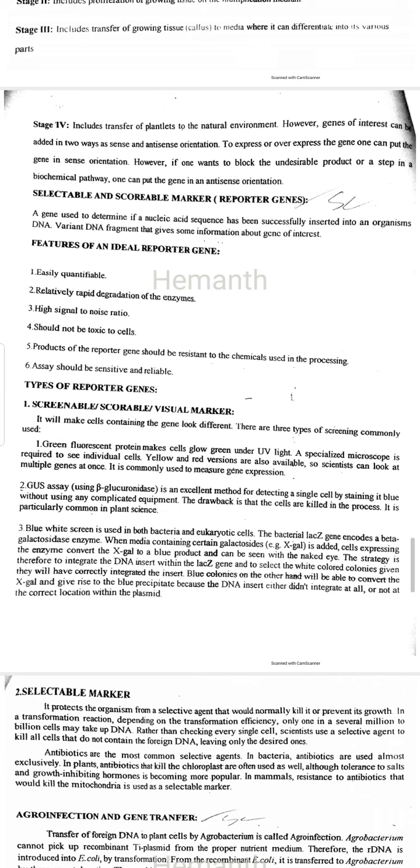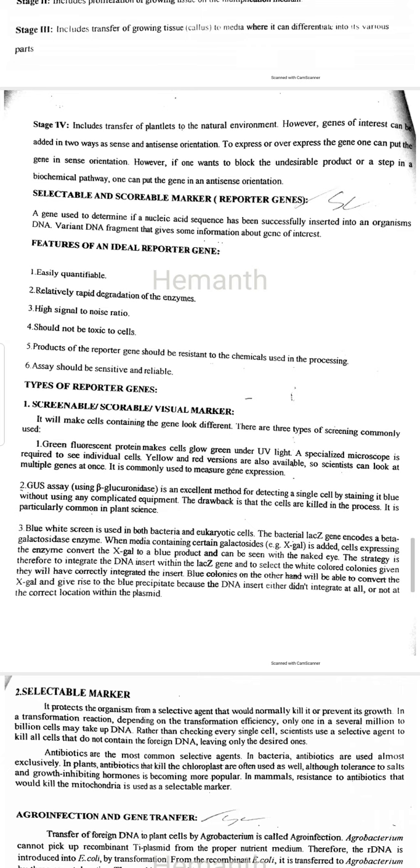A specialized microscope is required to see individual cells. Yellow and red versions are also available, so scientists can look at multiple genes at once. It is commonly used to measure gene expression.